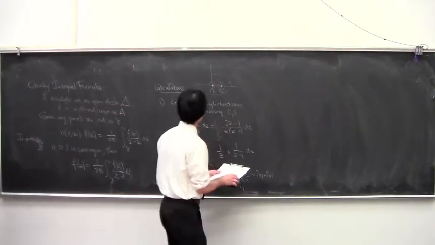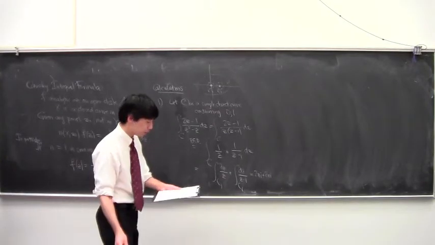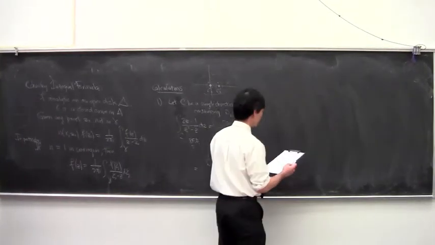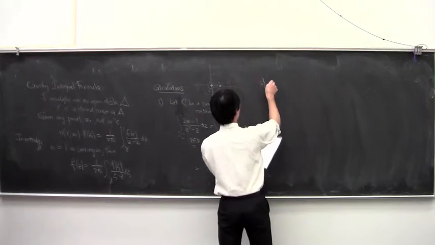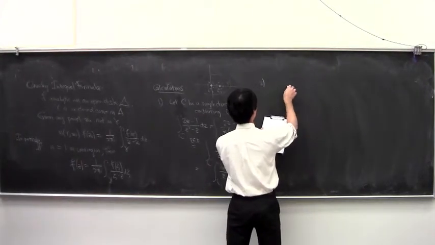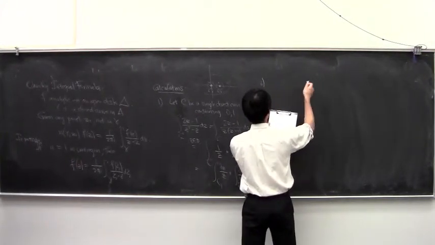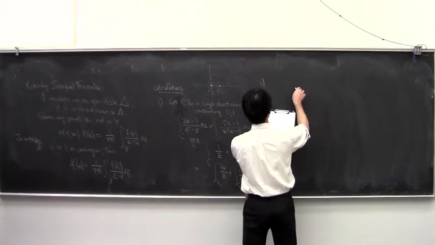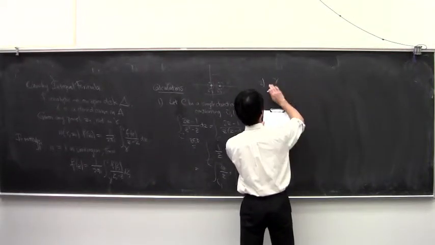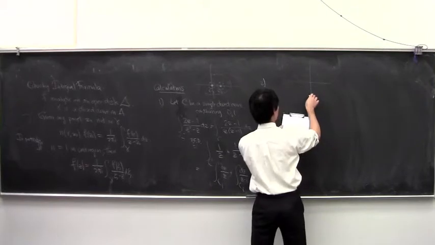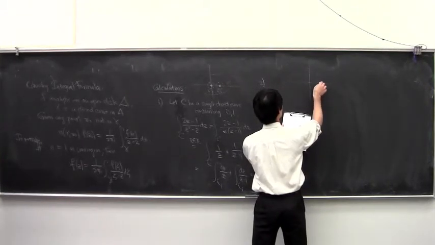Okay, so that's not really an example of using the Cauchy integral formula. The next one is more in the actual spirit of the game. So let gamma be a circle of radius 2.